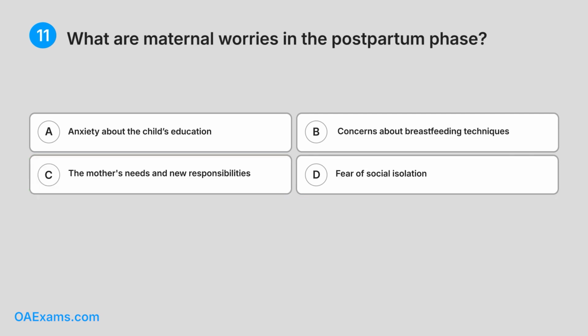11. What are maternal worries in the postpartum phase? A. Anxiety about the child's education. B. Concerns about breastfeeding techniques. C. The mother's needs and new responsibilities. D. Fear of social isolation. Do you know the answer?